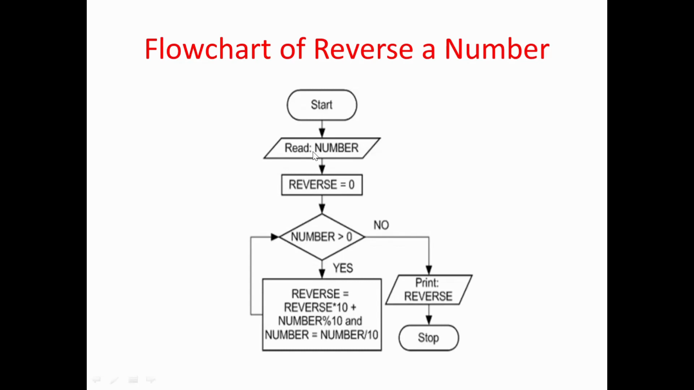Initially I took two variables. I will read the number, which is any positive number. If the number is positive and greater than 0, then the system allows the rest of the statements to execute. If the number is not greater than 0, it will not allow the rest of the statements to execute.